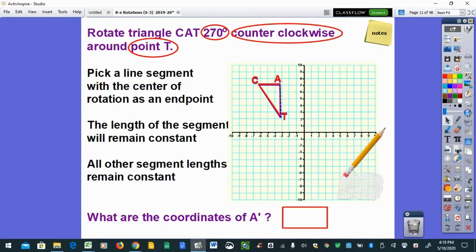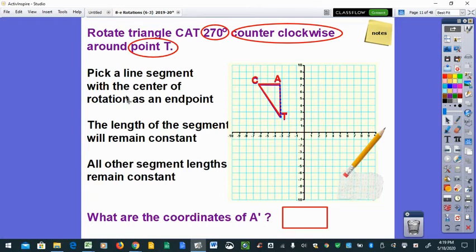Okay, this time we're going to still go counterclockwise. We're still going to go around T, but we're not going to go a quarter turn. We're actually going to go 3/4 of the way around. So we're going to sweep 270 degrees, basically, okay?